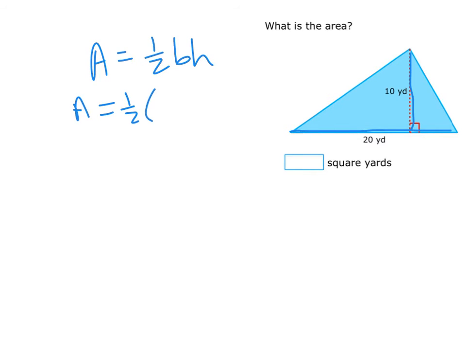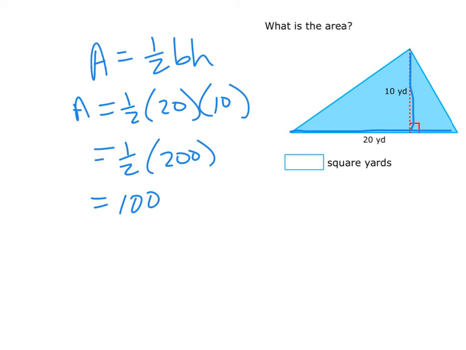So 1/2 of the 20 times 10. So 1/2 of 20 times 10 would be 200. Well, half of 200 would be 100. And then it is labeled yards squared. Anytime you have area, you have it squared. Yards squared. So you just put 100 in there. Okay? All right, let's do one more.